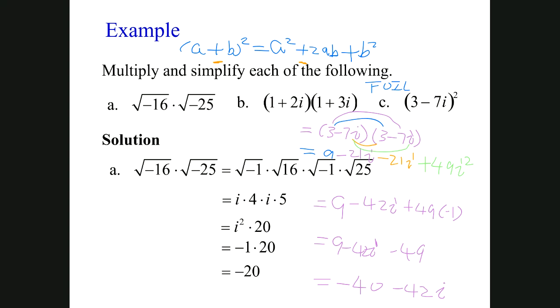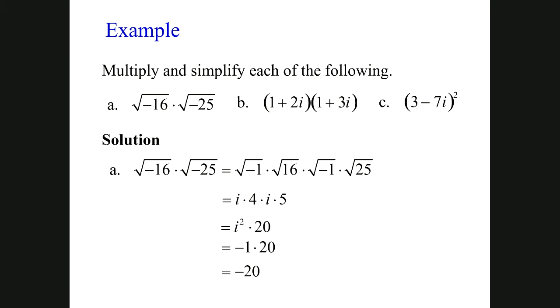So for this one I used the FOIL, but I can also use the formula. So what is the formula here? The formula for the perfect square: the first term is my A. So first term squared, minus 2 times 3 times 7i, and then plus 7i squared. This is called the A minus B perfect square. I have A squared minus 2AB plus B squared.